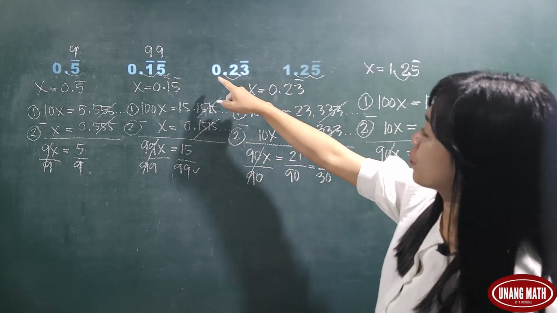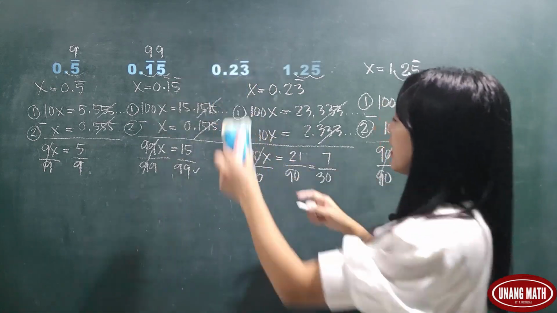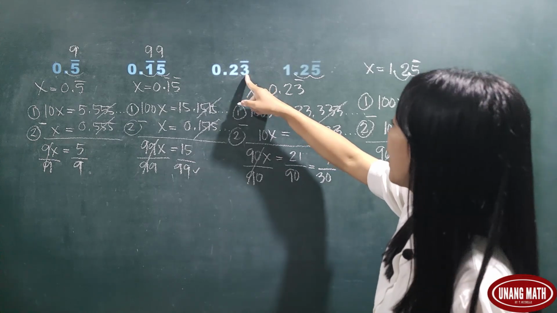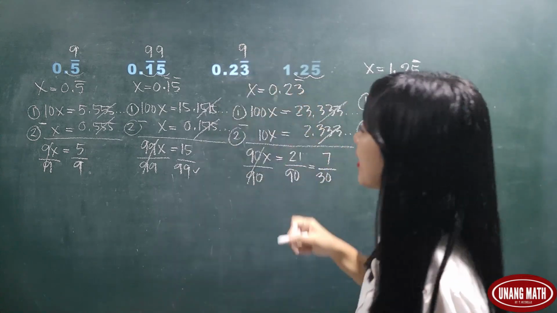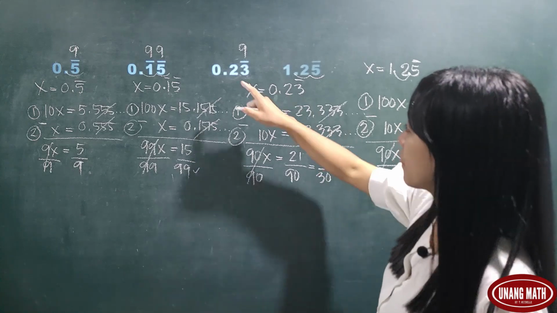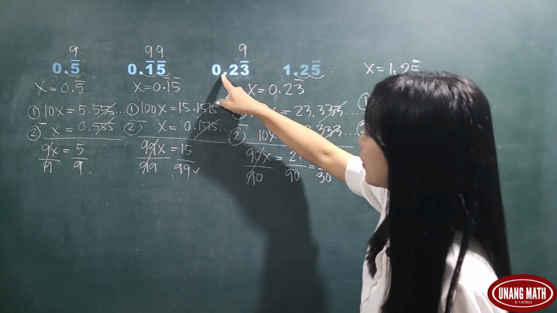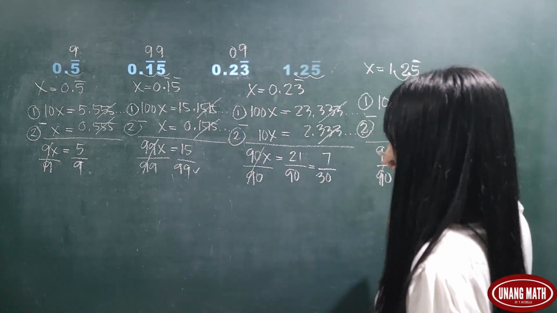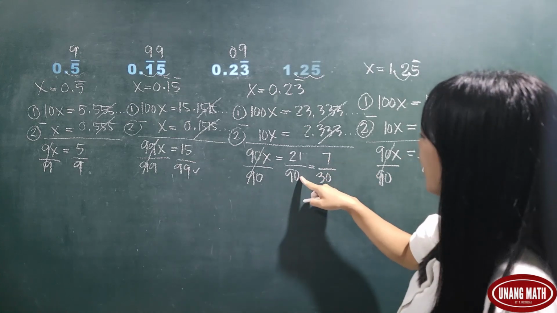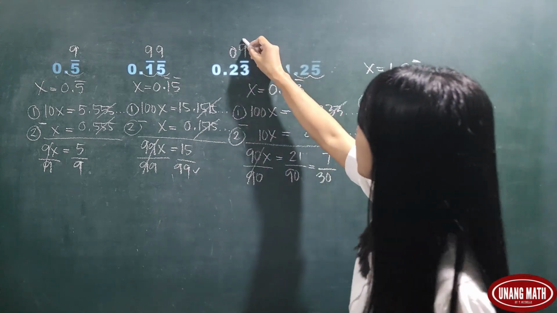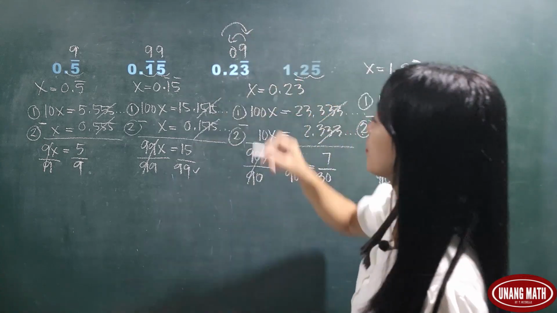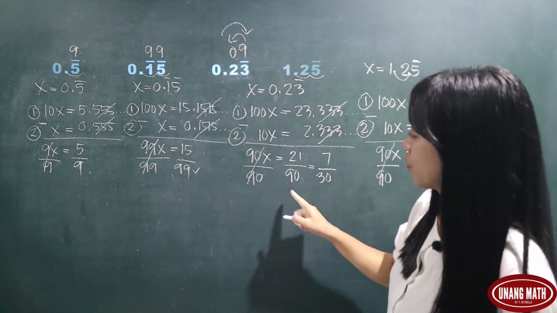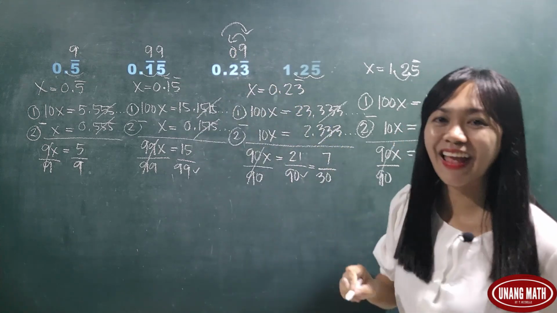Okay, what about for 0.23 repeating? The digit that is repeating is 3, so we will represent this as 9. For the non-repeating digit after the decimal point, this will be represented as 0. Our denominator here is 90, so that means we have to interchange these numbers. 9 should come first before 0.